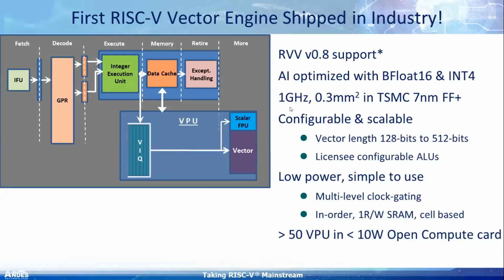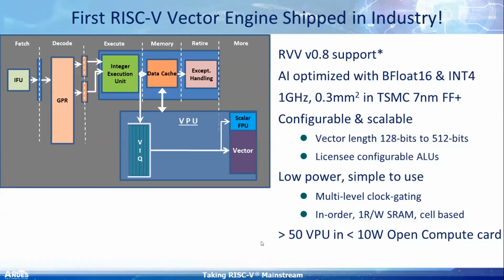Regarding the space, if you're interested, I'll give you some details. In a TSMC 7 nanometer FF plus process, we can reach 1 gigahertz worst case frequency, and the area would be 0.3 square millimeter. It's configurable and scalable, like I said before. It has very low power and is simple to use. For example, we have implemented multi-level clock gating and also an in-order one read-write SRAM cell-based structure. So it makes it more usable for you and takes a lot of headache out.